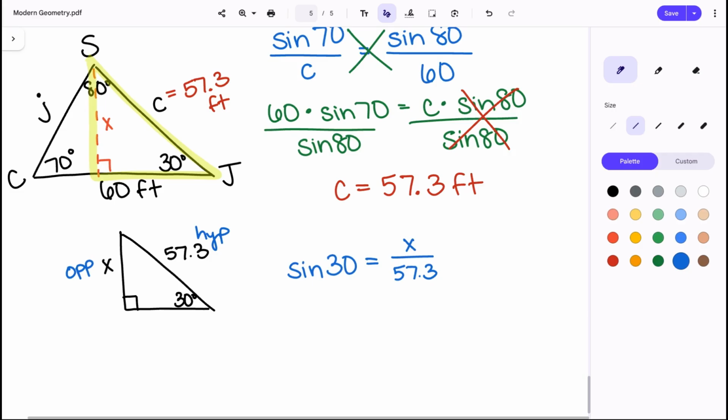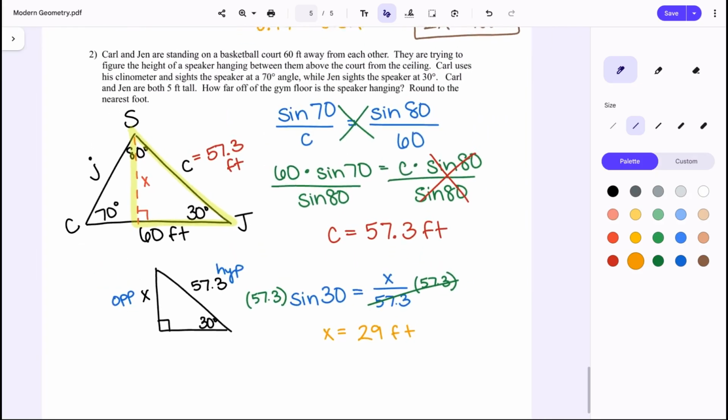How would you solve for x? Times by 57.3. Okay, go ahead and calculate that. 57.3 times the sine of 30. 28.65. Okay, let's round it to 29 feet.